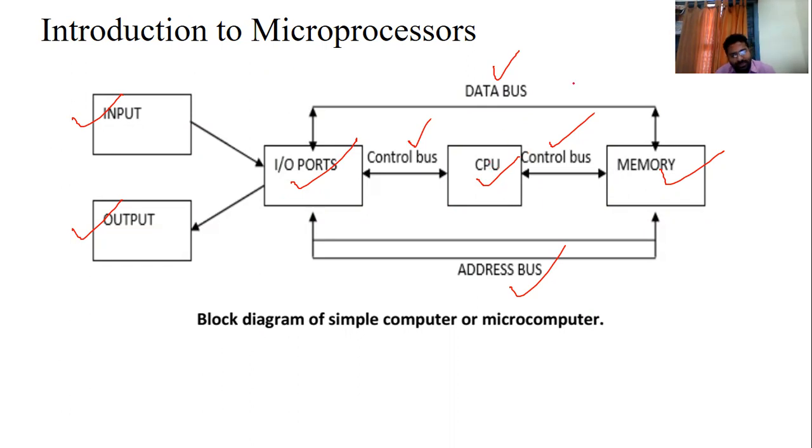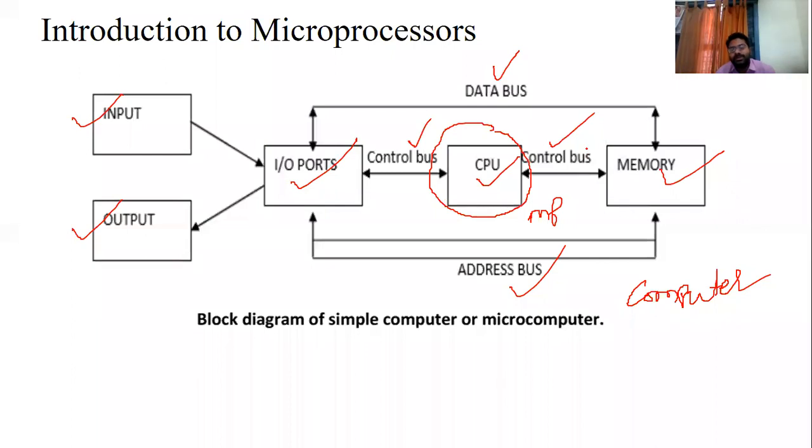This is the block diagram of a small computer. A microcontroller has all these things built into a single chip, so we can call it a computer. It has a CPU and all, but this one is our microprocessor.